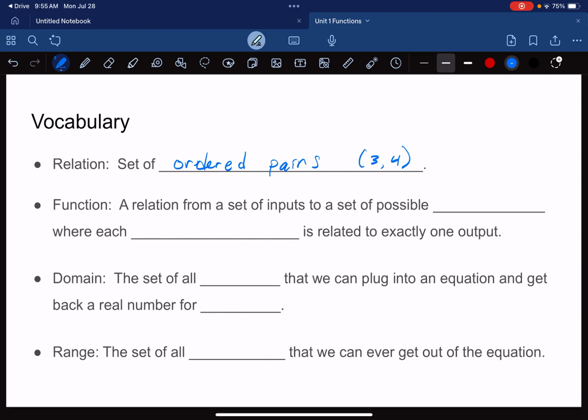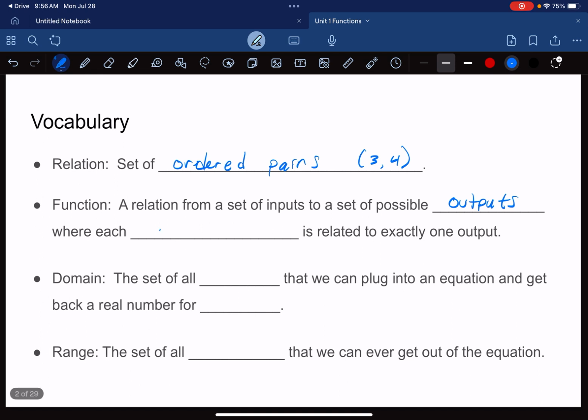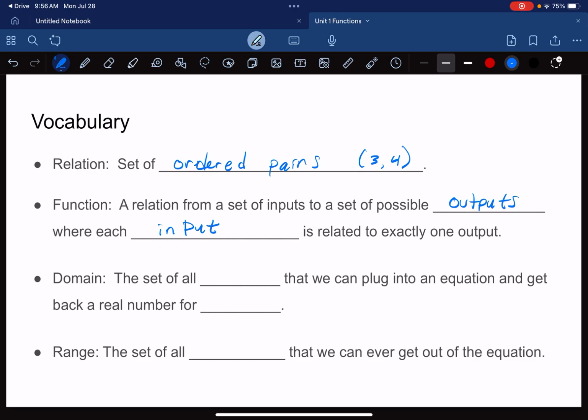Now a function is also a relation, but it's a set of inputs to a set of possible outputs where each input is related to exactly one output. So what that means is it's kind of like when you go up to a soda machine. A soda machine is a relation that is also a function.